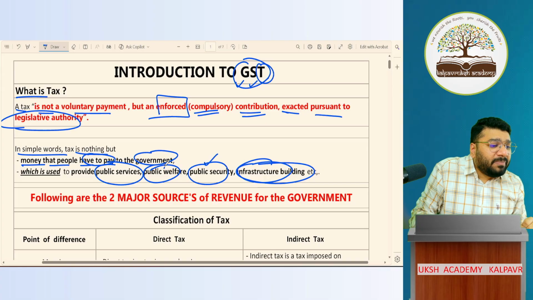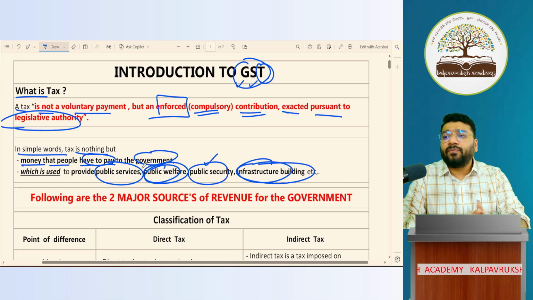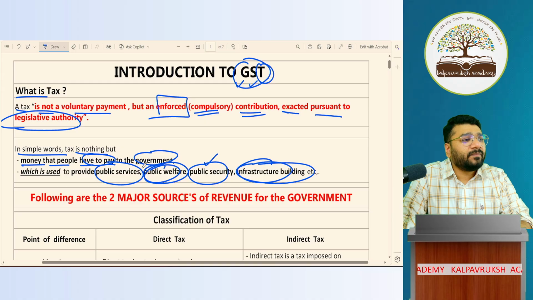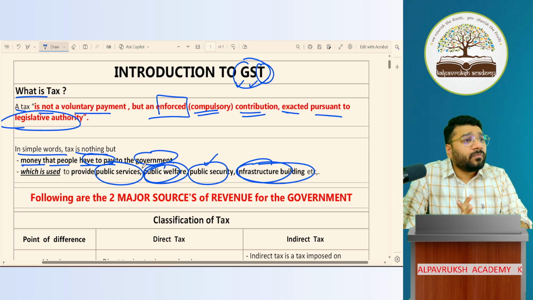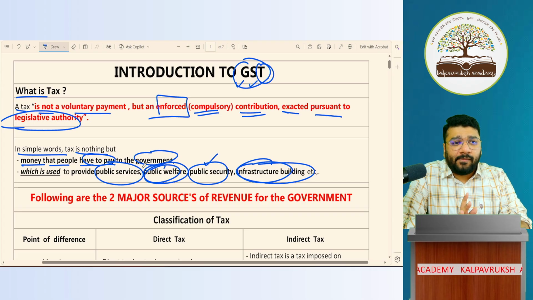Next, public welfare. All of you know in 2020 something happened. What happened in 2020? COVID happened. Wonderful. COVID vaccine. Which government invented? COVID vaccine. Which government invented?